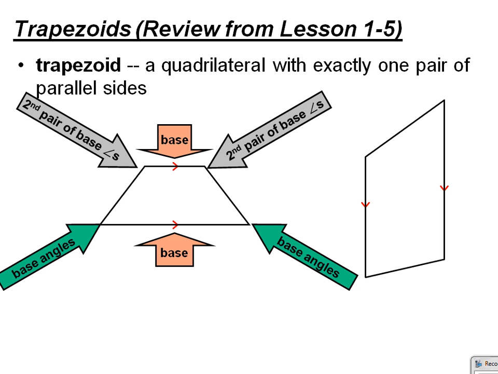Although when we refer to a pair of base angles, we cannot take one angle from the bottom base and the other angle from the top base. A pair of base angles must be shared by the same side of the trapezoid.